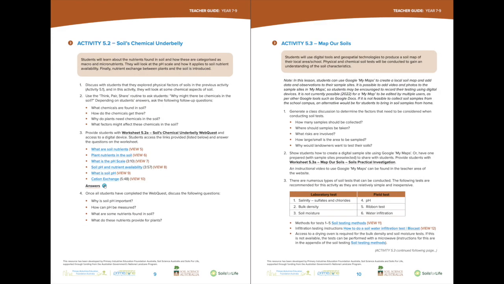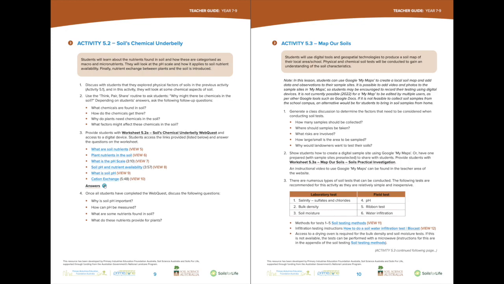In Activity 5.2, students learn about soil nutrients and their classification into macro and micronutrients. They will also examine the pH scale and its relevance in determining soil nutrient availability. Additionally, the lesson will introduce the concept of nutrient exchange between plants and the soil.